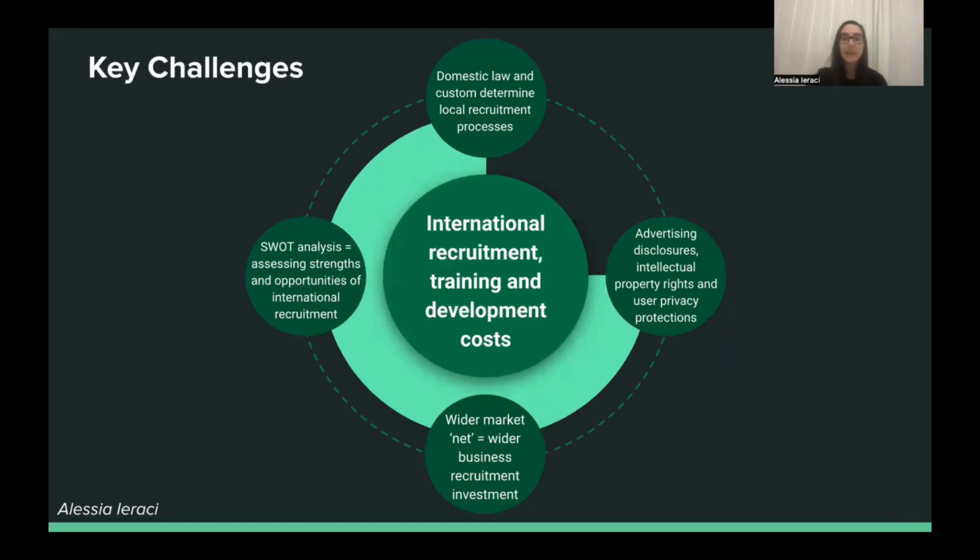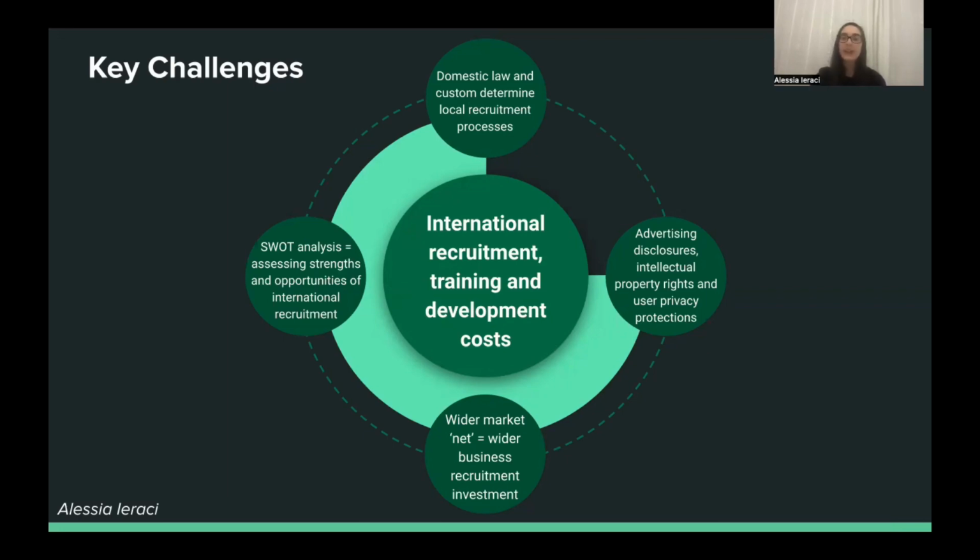Each country has varying regulations on the local recruitment processes that are allowed according to custom and domestic law. Further funding by the Woolworths Group ensures that research into these norms and standards are adhered to when searching for talent overseas. Investment into research and development can be costly for the Woolworths Group to ensure compliance with advertising disclosures, intellectual property rights, and user privacy protections when trying to retain international talent.